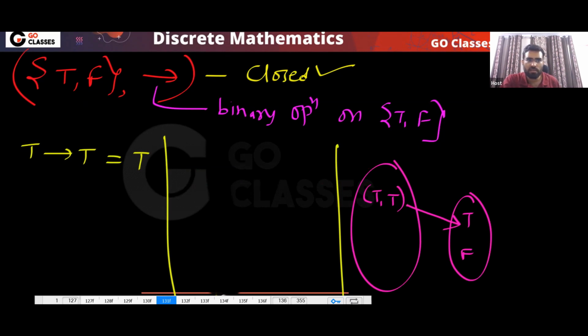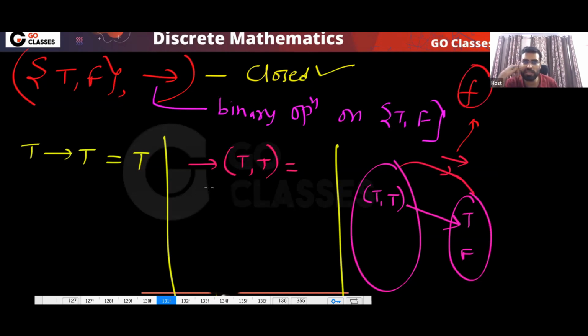Correct? Okay. So basically this implication is a function, I can say. This implication is a function from this set to this. So what is implication of true comma true? Because this implication is a function, you can treat it as f.